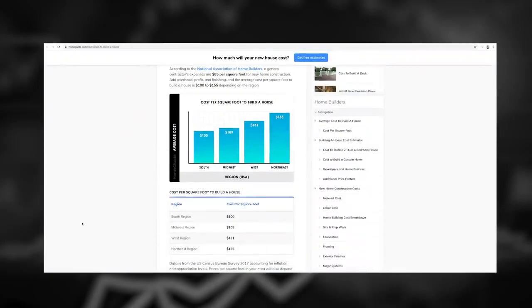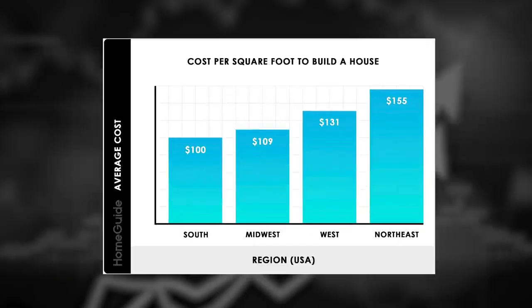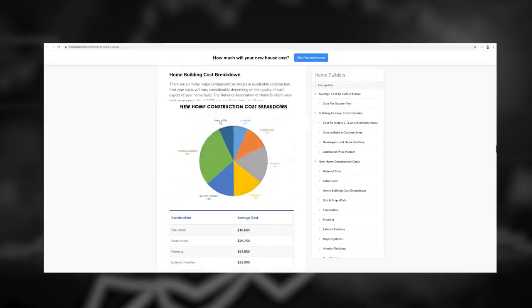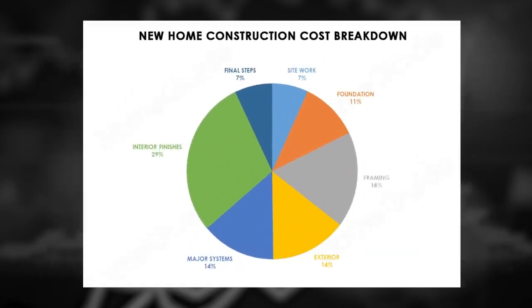But we start with looking at what the cost of construction is by region. So the South, around $100, going up to the Northeast, which is $155 per square foot. It also gives us the breakdown of what it costs for each segment of building a home. So the foundation, framing, exterior, interior finishes, final steps, etc.